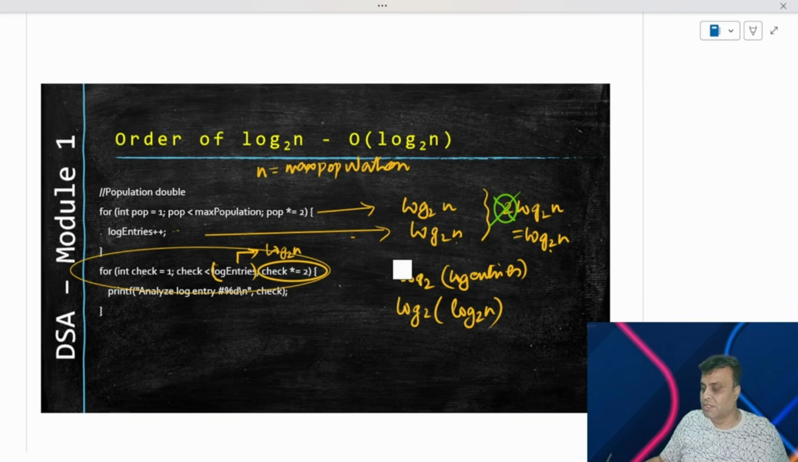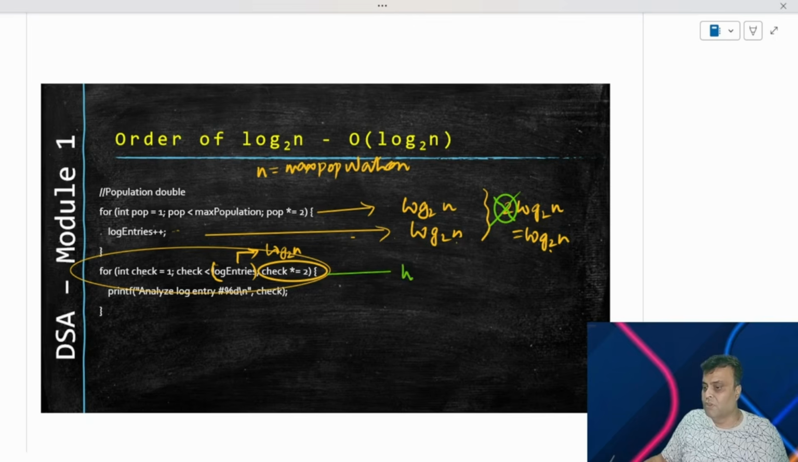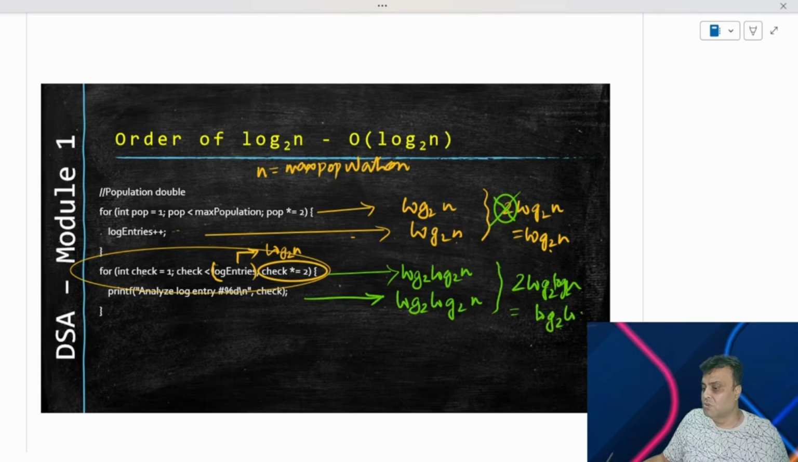Right? So of course we can write. So then what happens is this particular line executes itself for log base 2 of log base 2 of n times. And all the lines within it execute with the same log, which is log base 2 of log base 2 of n. So what we have here is 2 log base 2 of log base 2 of n, which again with the same argument we can say is log base 2 of log base 2 of n.